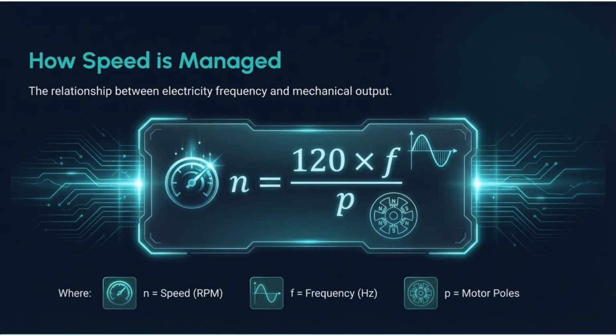Motor speed is managed by controlling the electricity frequency. The formula N equals 120 times F divided by P shows the relationship, where N is speed in RPM, F is frequency, and P is the number of motor poles.